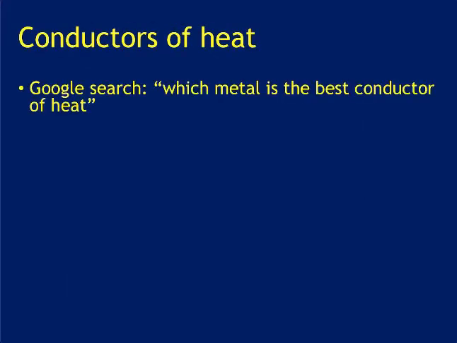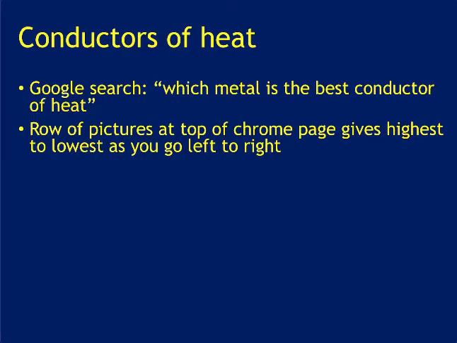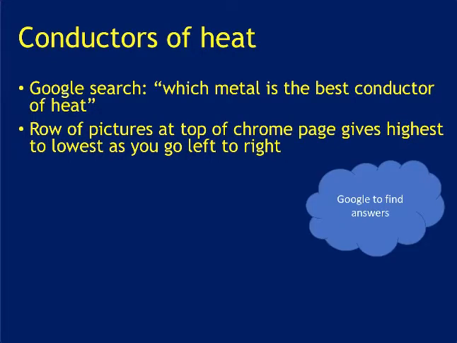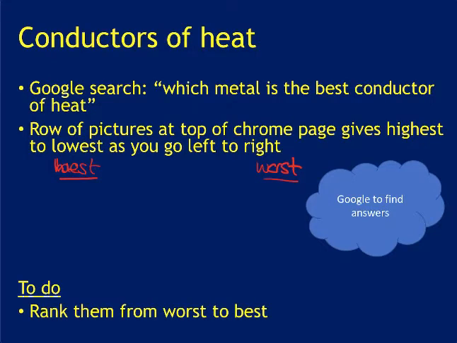So what you're going to find for me today is you're going to have to use Google to do this. You put in the search term, which metal is the best conductor of heat, and you should get a row of pictures, at least I get it at the top of Chrome, and the best conductor is over here, and at the very far end the worst of that list is over there. And I want you to find the metals again. So it was aluminium, copper, iron, and zinc. So you're going to find these and you're going to rank them from worst to best in terms of heat conduction.